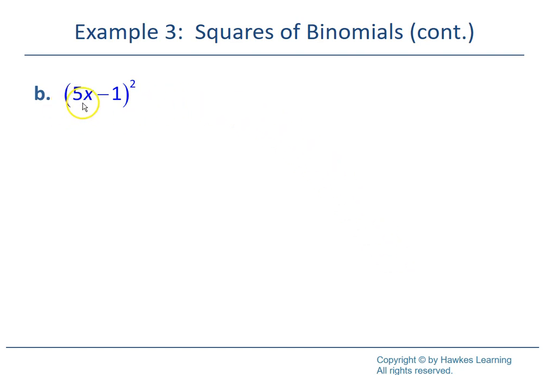Alright, let's try this one. Square this. That's going to be 25x squared. Now multiply these two together. That's going to give you a negative 5x. Double it. A negative 10x. Again, keeping in mind that'll be the sign of your middle term. And then now squaring a negative 1. Negative 1 times negative 1 is a positive 1.